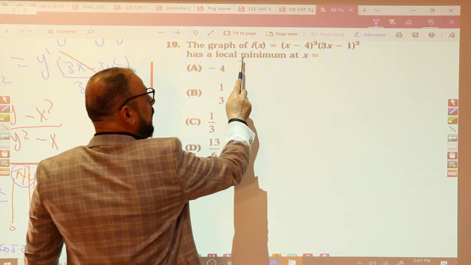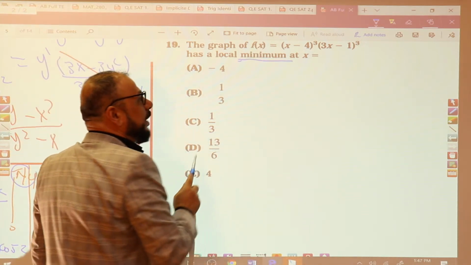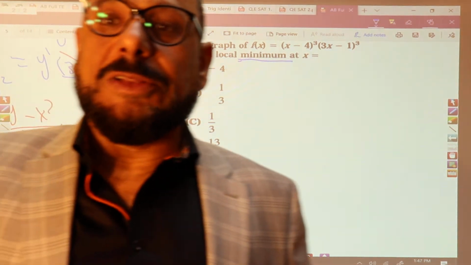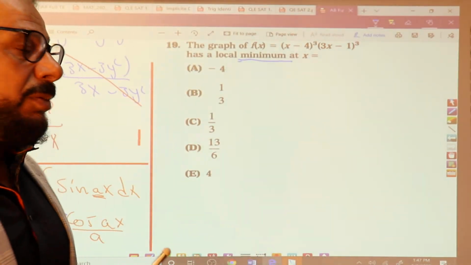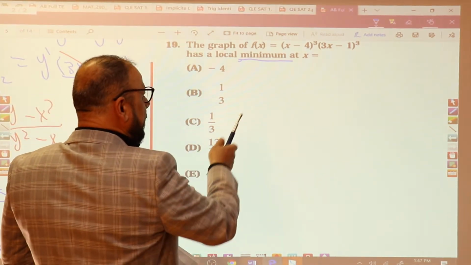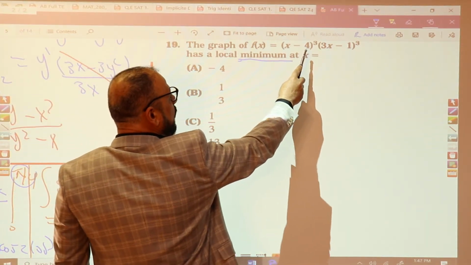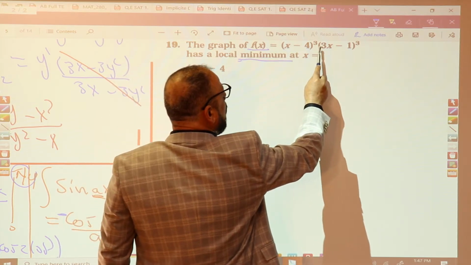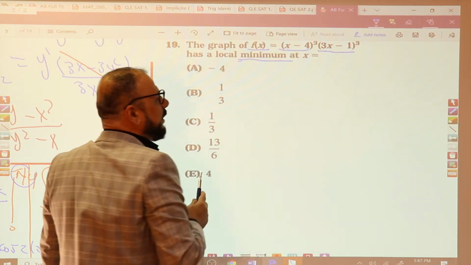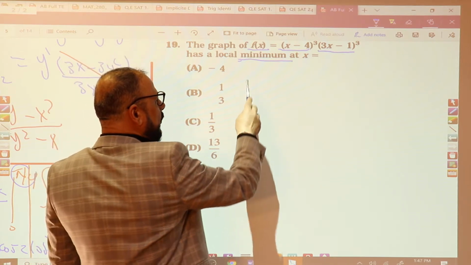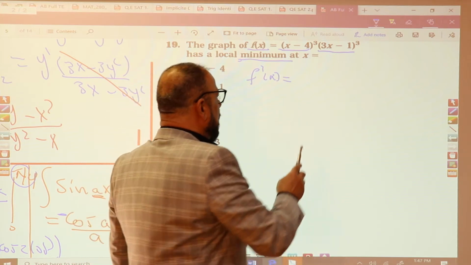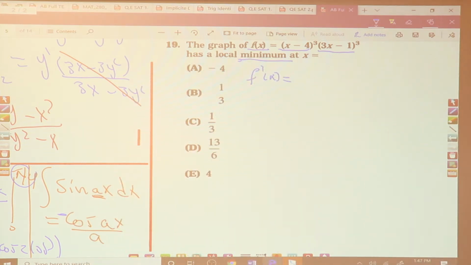He wants the minimum. Minimum or maximum, I have to find the first derivative. For the minimum value, this is my function. I have to find the first derivative. Product rule. F prime of x equals. I'm going to try to fit it here for you guys.